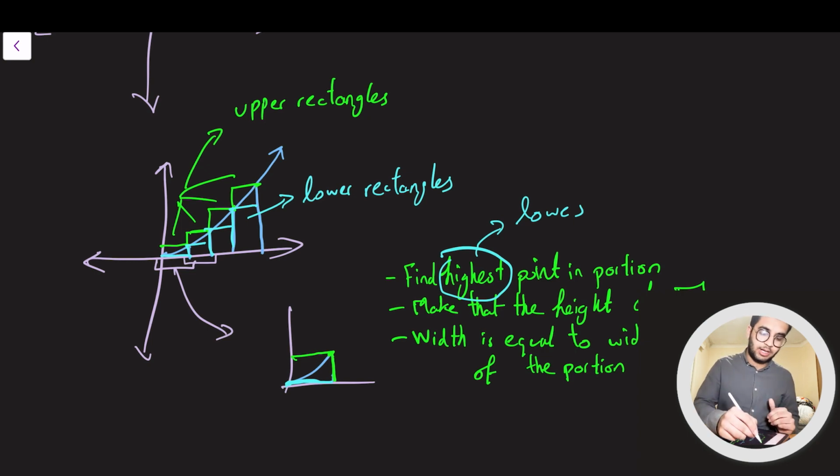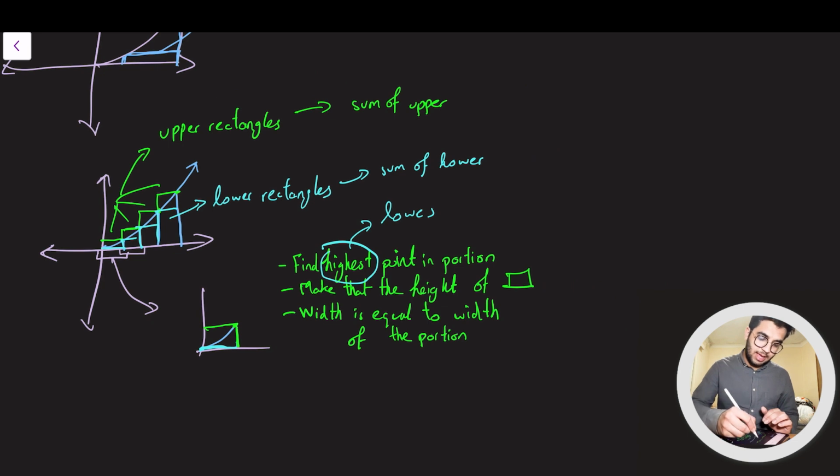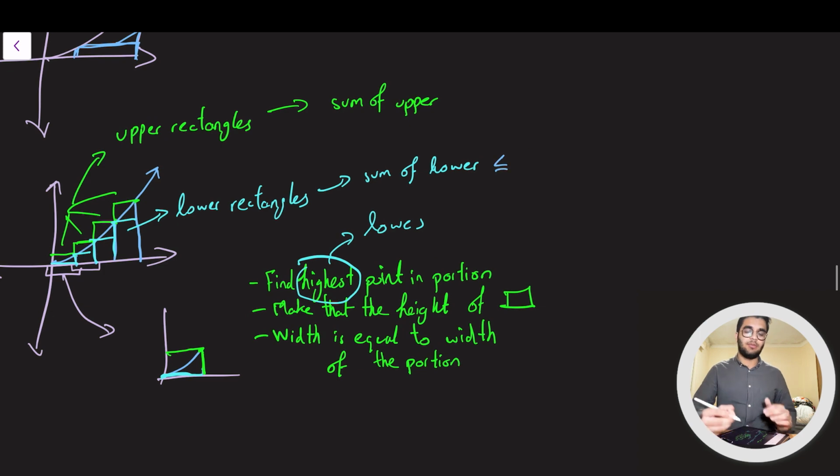You find the sum of the upper rectangles, and you find the sum of the lower rectangles. Now, obviously, the area we're looking at is less than the sum of the upper. I'll just write that in a better notation. So the actual area is greater than the sum of the lowers, as you can see, and is less than the sum of the uppers.